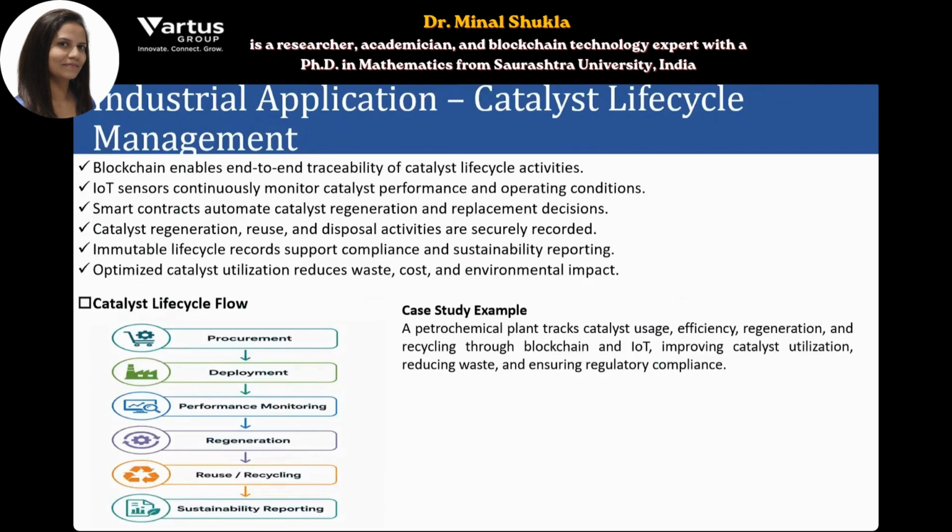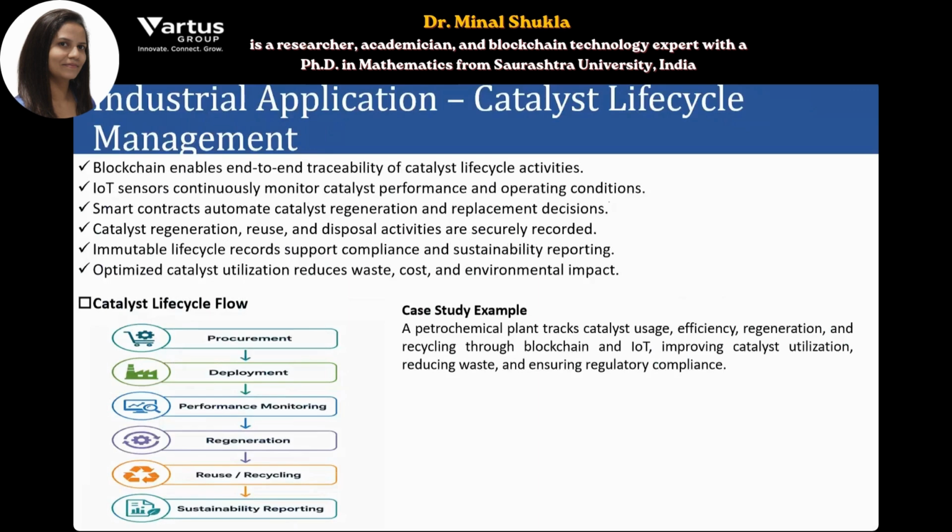So how is catalyst lifecycle management done through this technology? First of all, we go with the blockchain part, where we have to trace the catalyst lifecycle activities end to end, then connect with IoT sensors, continuously monitoring catalyst performance and operating conditions. The smart contract automates catalyst regeneration and replacement decisions. Catalyst regeneration, reuse, and disposal activities are securely recorded. Immutable lifecycle records support compliance and sustainability reporting. Optimized catalyst utilization reduces waste, cost, and environmental impact.